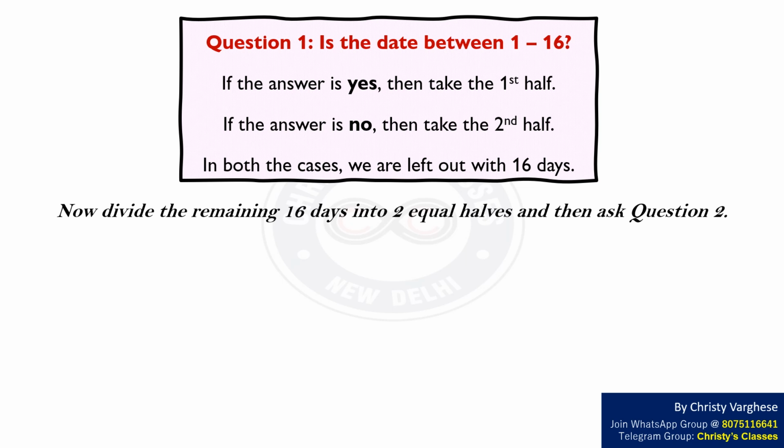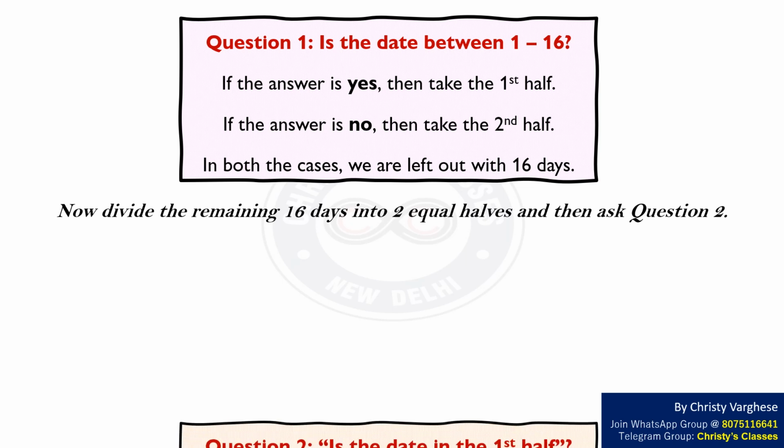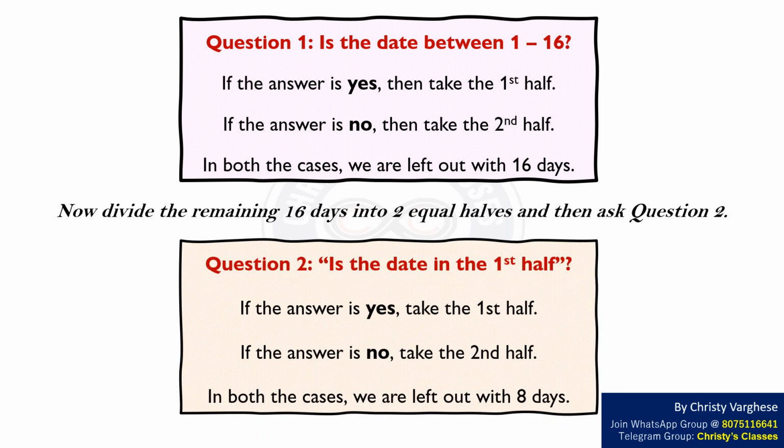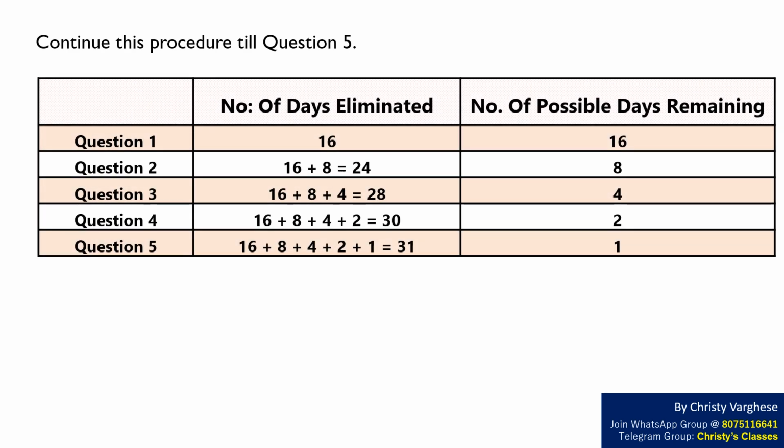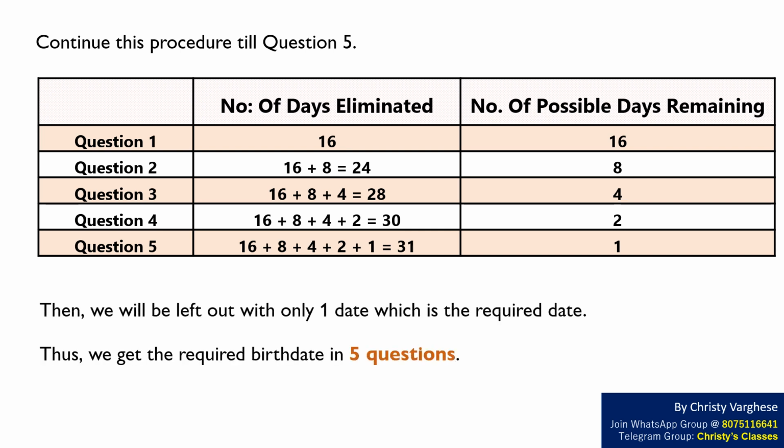Now, divide the remaining 16 days into two equal halves and then ask question 2. Is the date in the first half? If the answer is yes, take the first half. If the answer is no, then take the second half. In both the cases, we are left out with 8 days. Continue this procedure till question 5. Then, we will be left out with only one date, which is the required date. Thus, we get the required birth date in 5 questions.